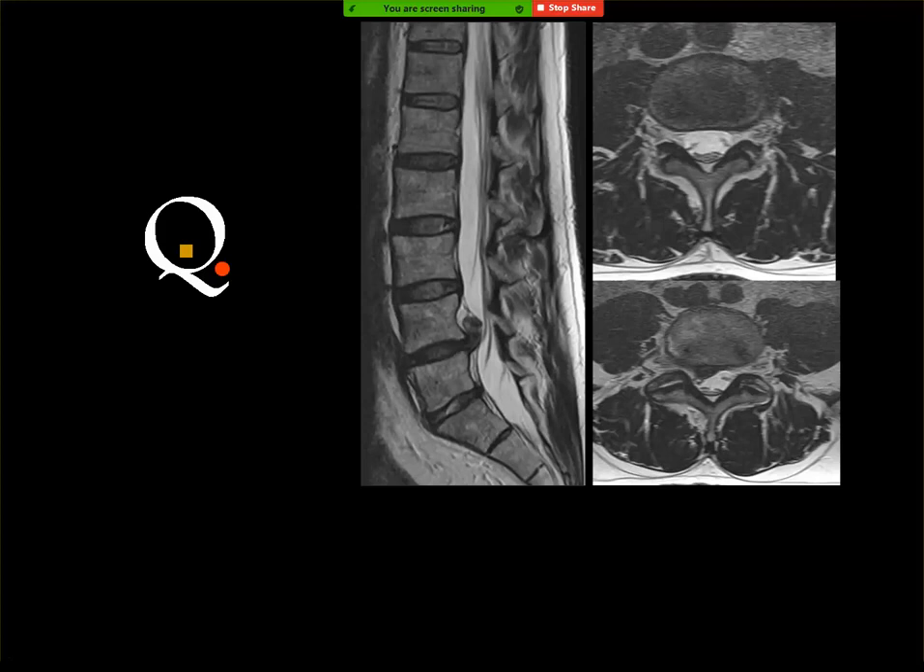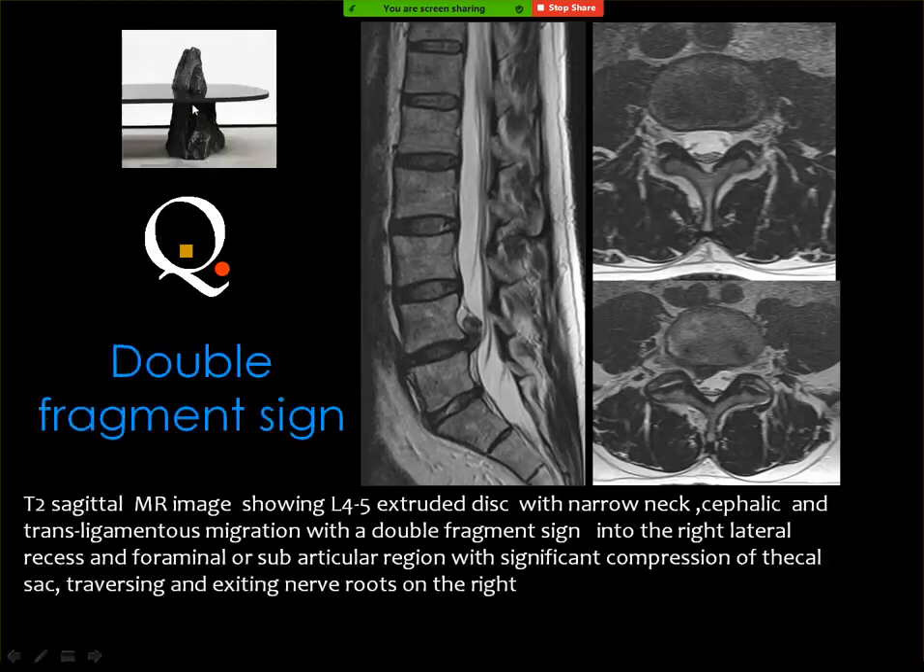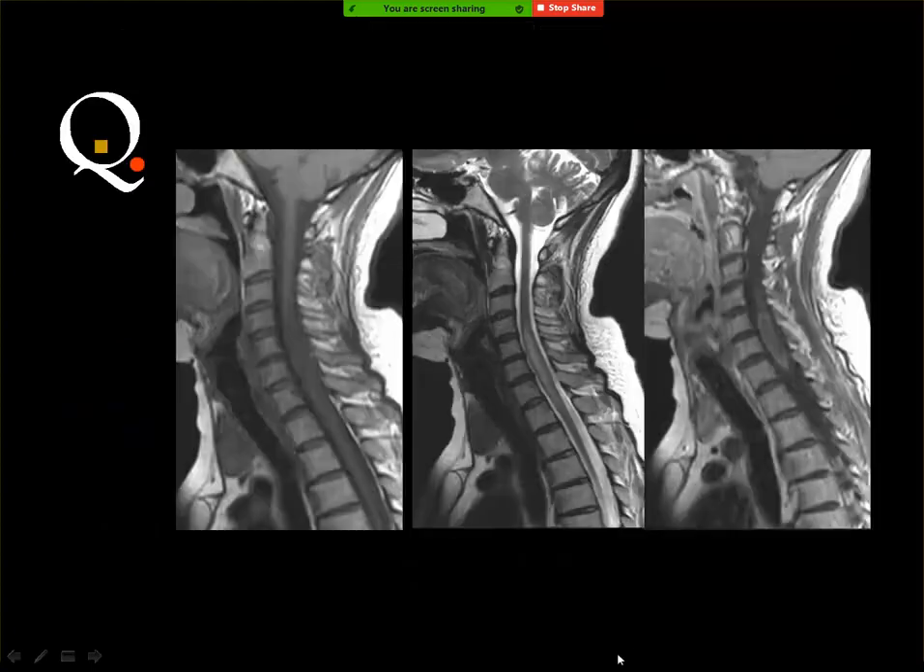Disc herniation with cephalic migration and sequestration. This is important. You remember the double fragment sign, which is a newly described sign to assess the sequestrated disc fragment. Double fragment sign, sequestrated. Okay. And what do you think of this? Intramedullary lesion of low signal in the T1, high signal in the T2, and enhancement post-contrast.